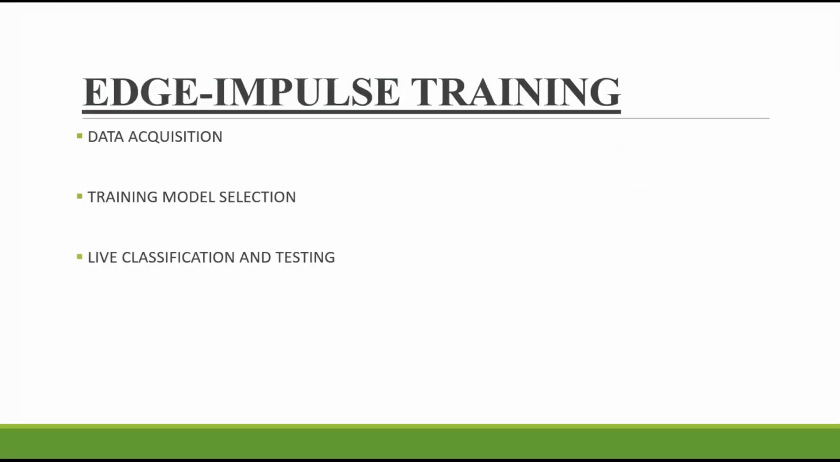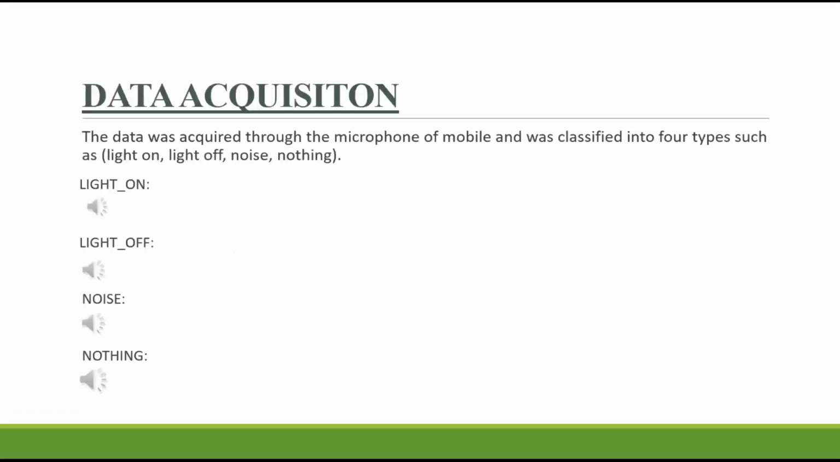Next. So the Edge Impulse training we did was, first we acquired the data, then selected the training model, and after that we used the live classification and testing for the data. For the data acquisition, we acquired the data through the microphone of our mobile phone, and we classified that data into 4 types. For example, if you want to turn on the light, you just have to say light on. So Anas, would you play that?